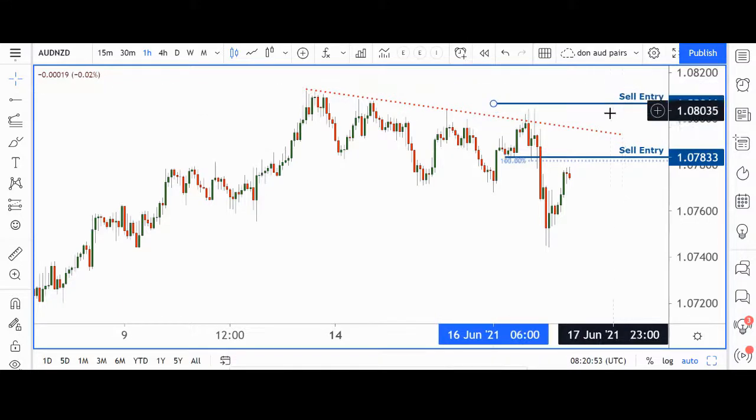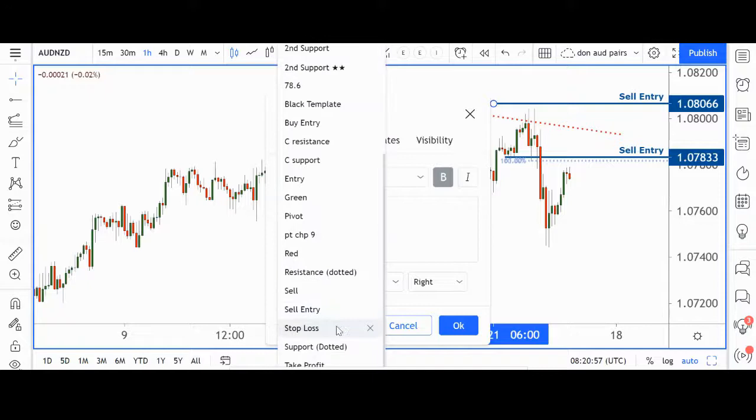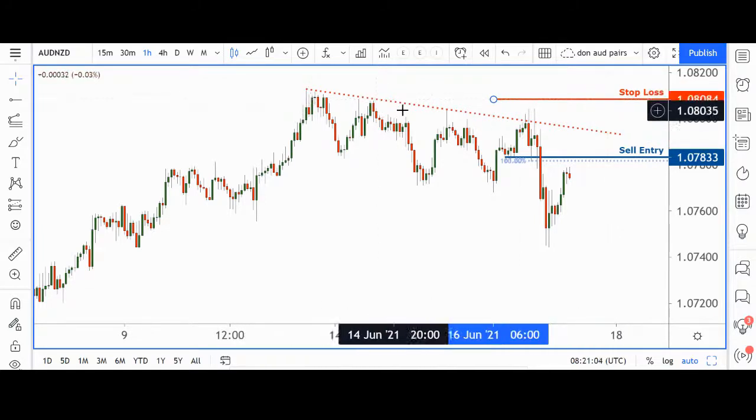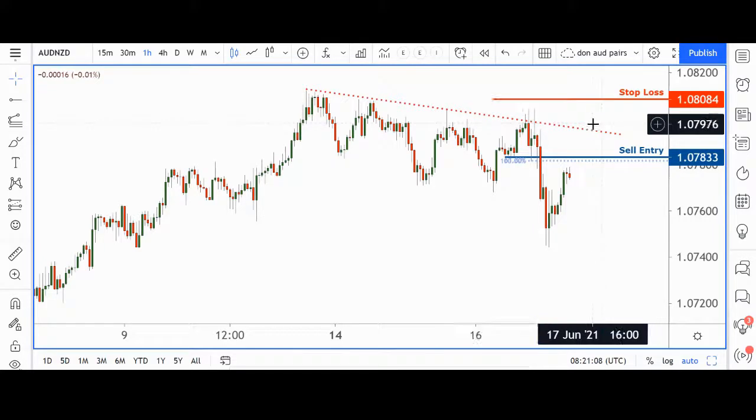Now that you have your sell entry, what you need to determine is your stop loss. My stop loss will probably be above these highs over here. I'll change that to my stop loss. Because if I see price push all the way up here and above this high, it's not respecting that market structure that I have drawn out of lower highs and lower lows. I know my idea is invalidated, so I want to get out as soon as I can.